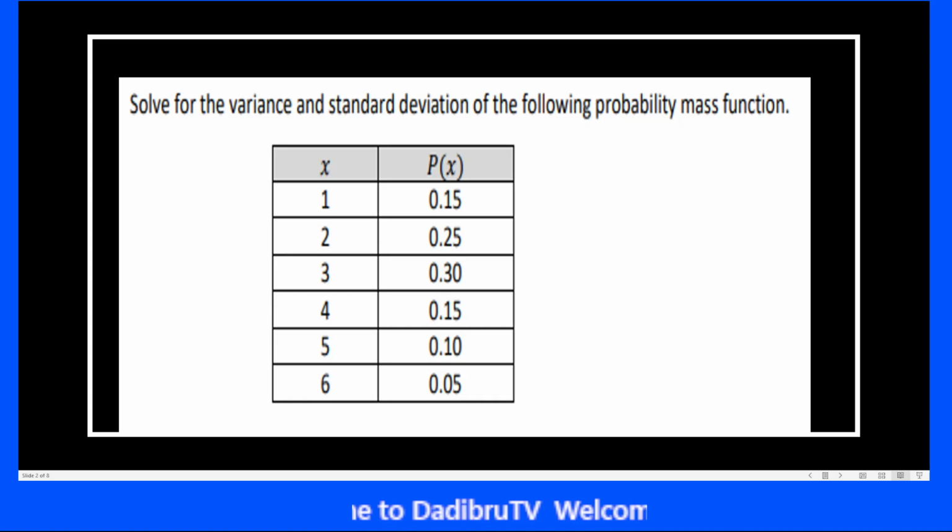So given the table, random variables x and the probability of the random variable p of x. We have a random variable 1. The probability is 15%. We have a random variable 2. The probability is 25%. Next, random variable 3 is 30%. Random variable 4, whose probability is 15%. Random variable 5, and its probability is 10%. And the random variable 6, and its probability 5%.